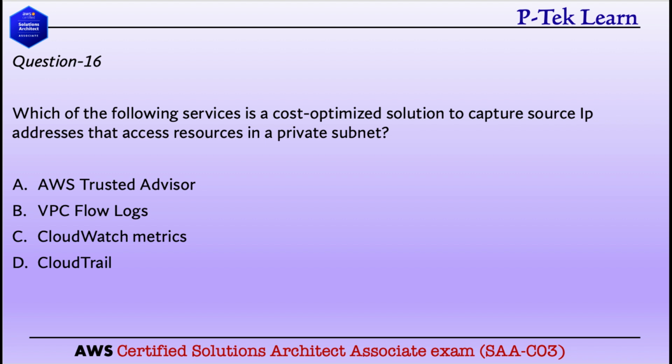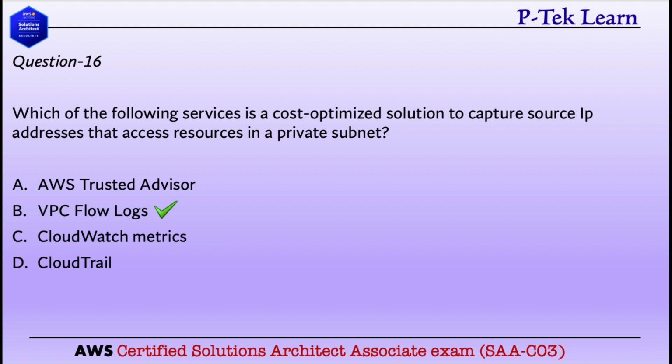Option B, VPC flow logs. This is the right option because VPC flow logs is a feature that enables us to capture information about the IP traffic going to and from network interfaces in our VPC. Flow log data is stored using Amazon CloudWatch logs. After we have created a flow log, we can view and retrieve its data in Amazon CloudWatch logs. So, VPC flow logs, option B should be the correct answer.